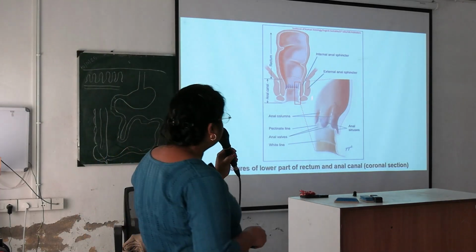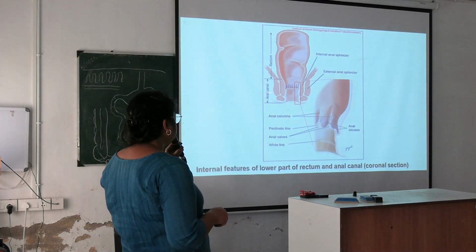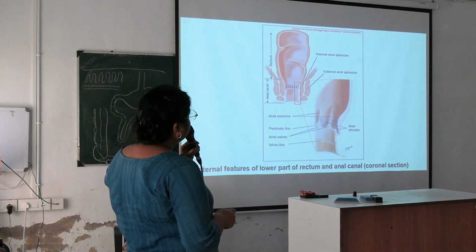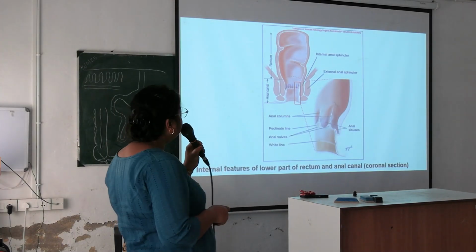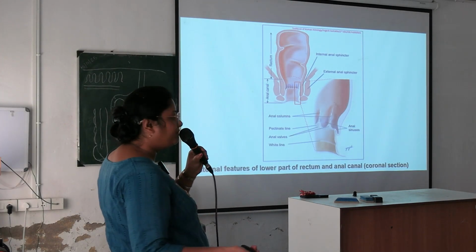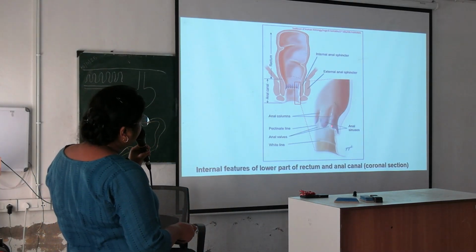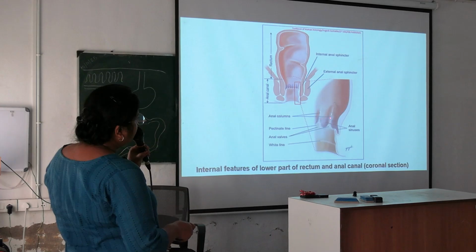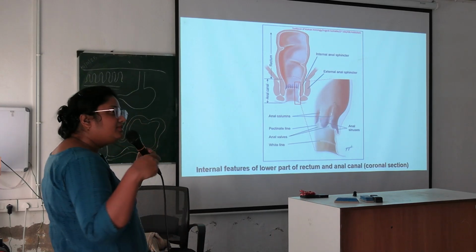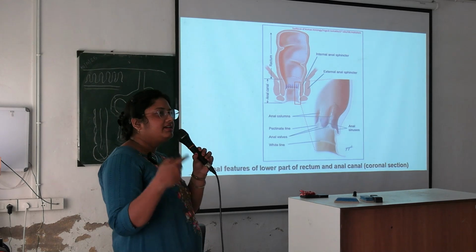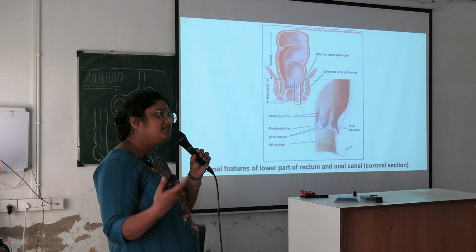Okay, so pectinate line, and this is the watershed line here. Above the pectinate line there will be internal hemorrhoid, below the pectinate line external hemorrhoid. Okay, so we are enlarging this part. This is anal column, these are anal valve. And here is the anal sinus. In between the two columns there are some depressions, these are anal sinuses, and where the anal glands are opening.